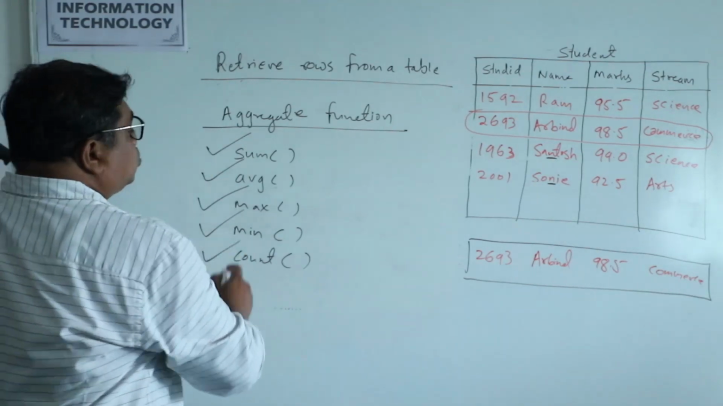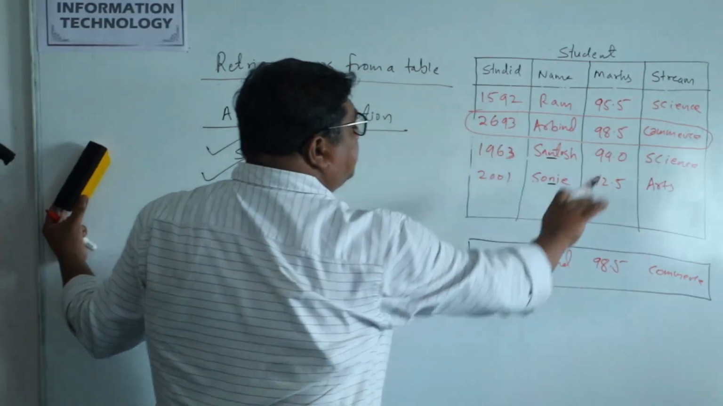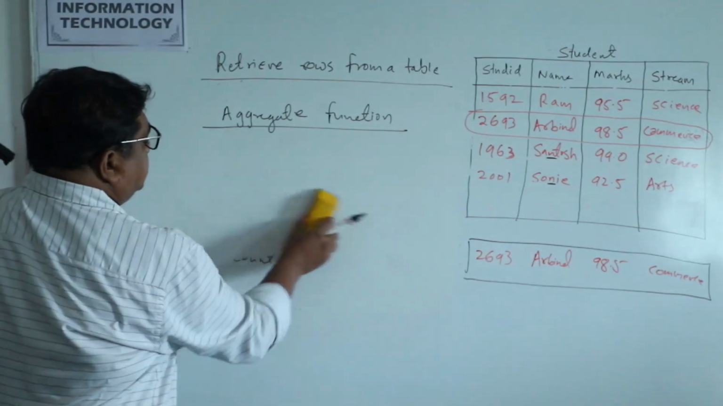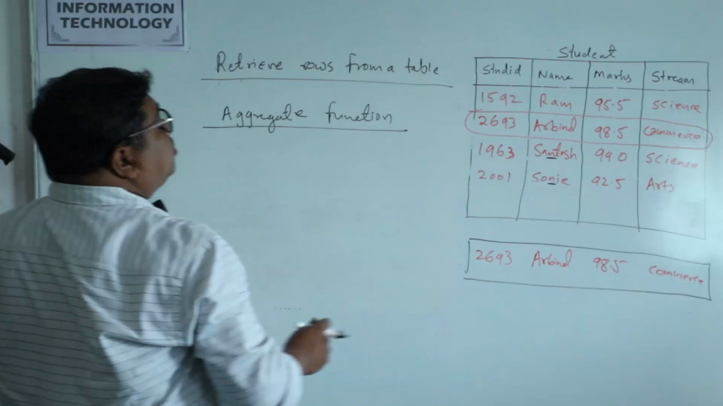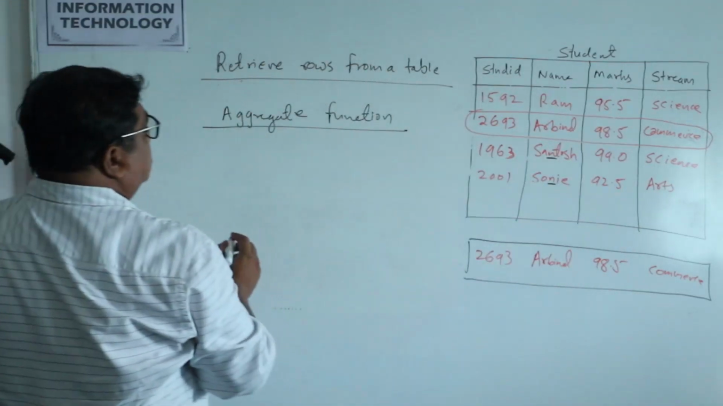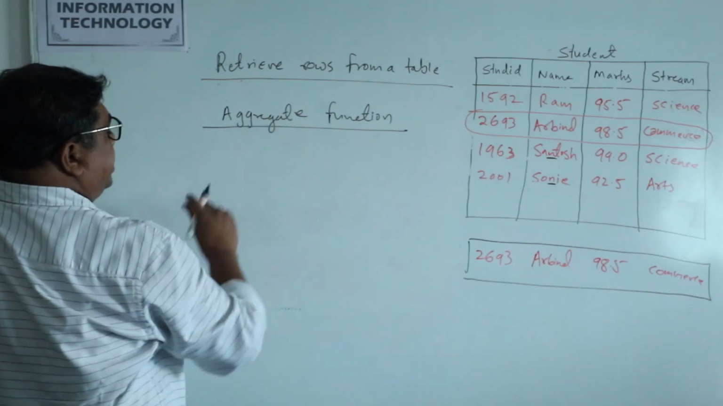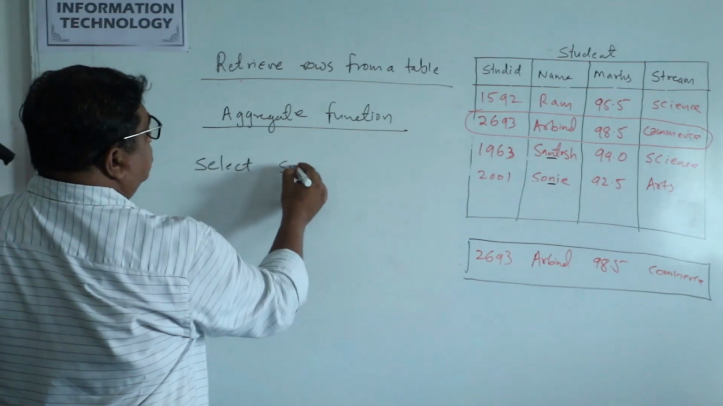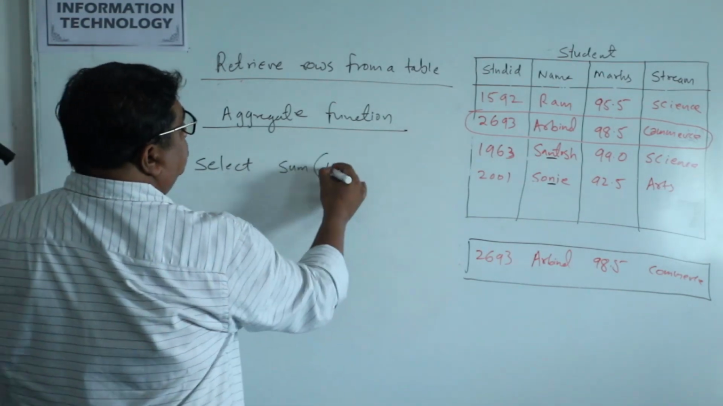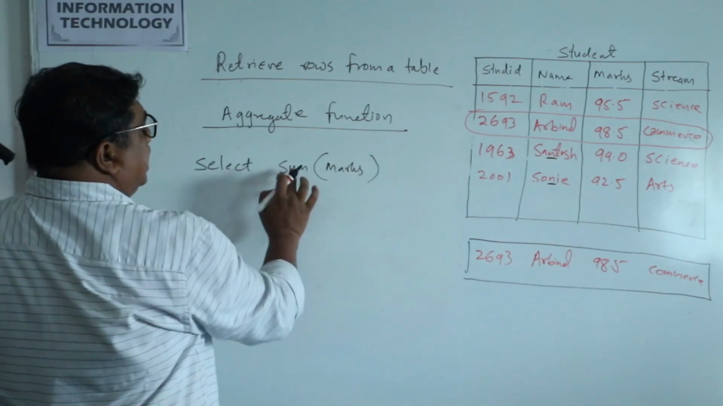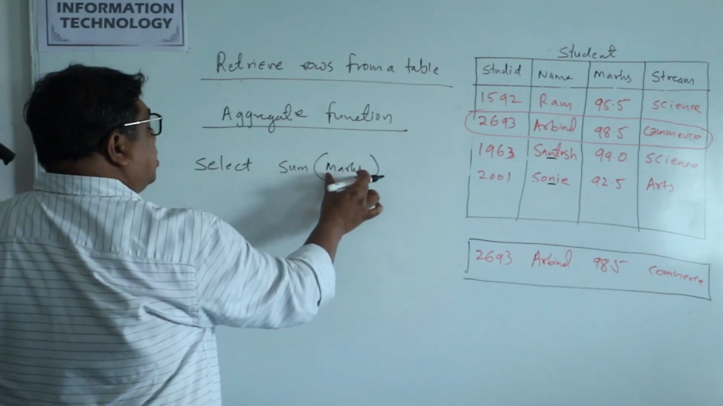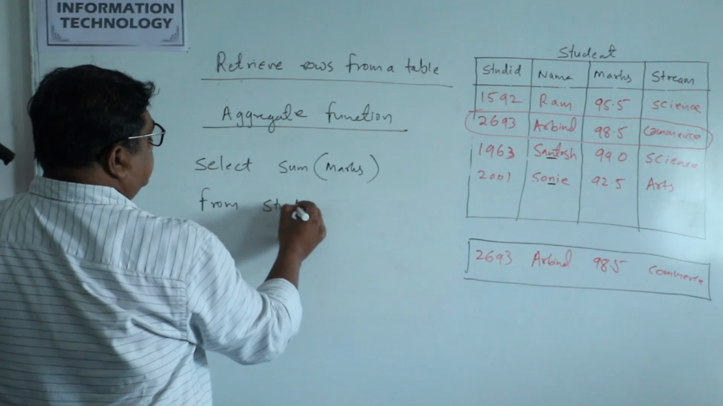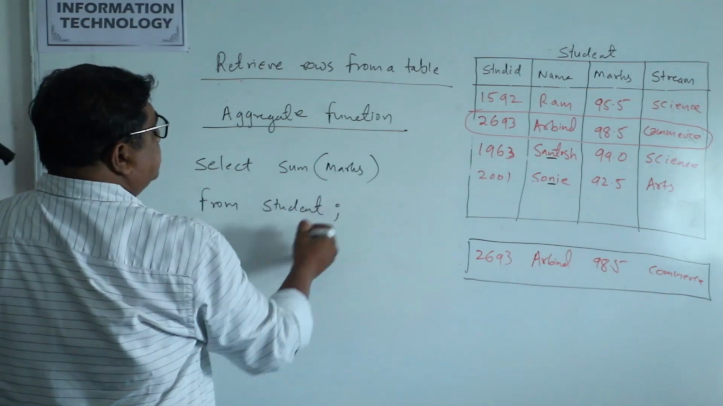And count is used to count the values of a column, the rows of a table. Okay, we will come across this thing. So first I will go to the sum. Suppose I want to find out the total marks of a school from the table student. So what will I do? I will use select, then sum, then marks. I will write the function sum, I will have to give the column name, and from which table? From student.